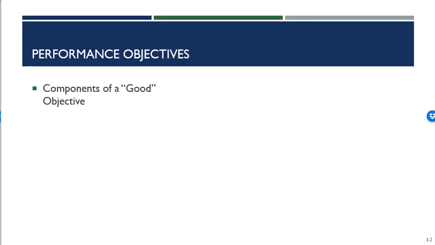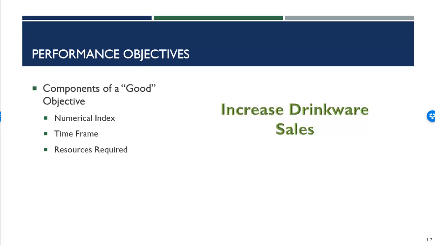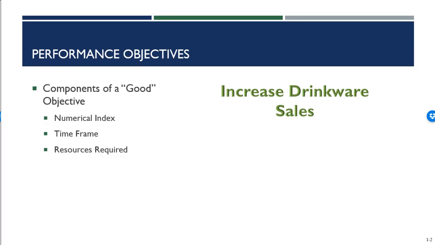So let's talk about a good objective. A good objective has three things. A good objective has a numerical index, a good objective has a time frame, and a good objective lists the resources required to complete your goal. So if you are a retailer and your goal is increased drinkware sales right now, is that a good or a bad objective? That is a terrible objective because it doesn't give us any detail.